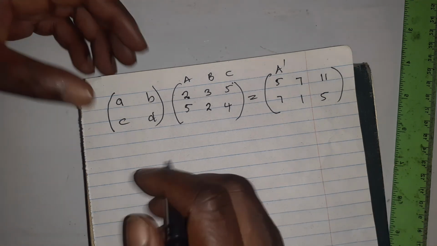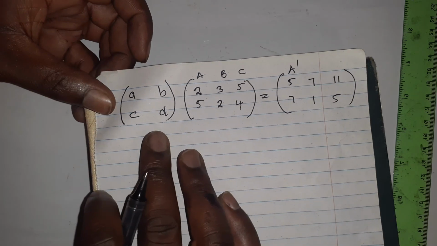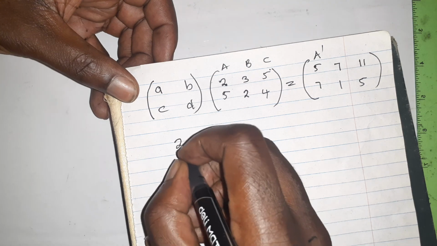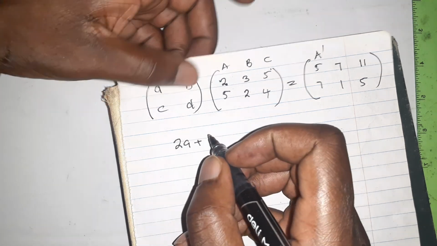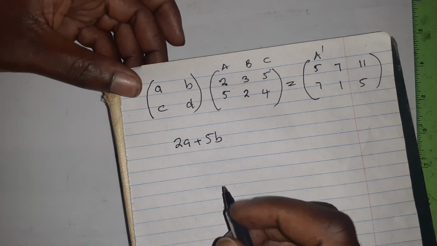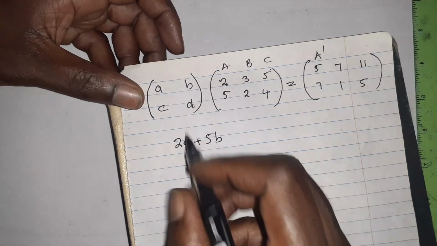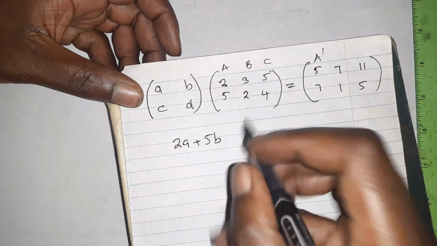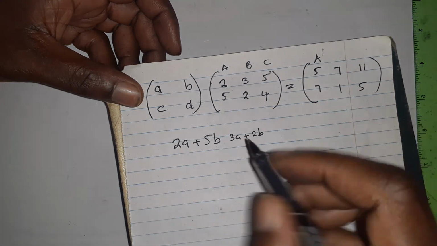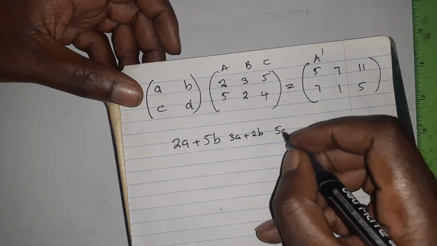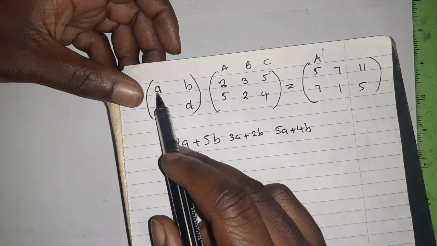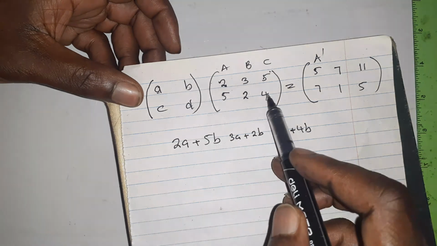So how do we do this? You know how we multiply these matrices. We're going to have A multiplied by 2, which gives 2A, plus B multiplied by 5, which gives 5B. I hope you're following me. Then again, for A, here we're going to have 3A plus 2B. Then the last one, we're going to have 5A plus 4B.